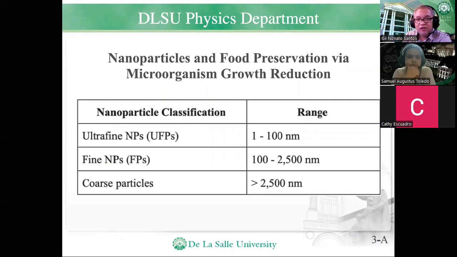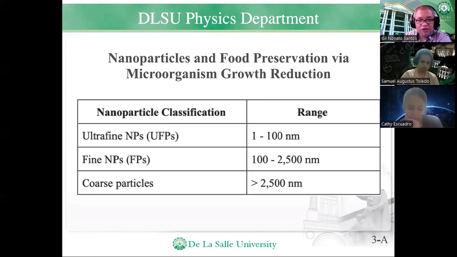Now, what is the nanoparticle classification? In terms of size, we have UFPs, or ultrafine nanoparticles, which have a range of 1 to 100 nanometers. Then we have fine nanoparticles of 100 to 2,500 nanometers. And we have coarse particles, which are greater than 2,500 nanometers. So we have a reference range for when we characterize our zeolite nanoparticles and classify them.